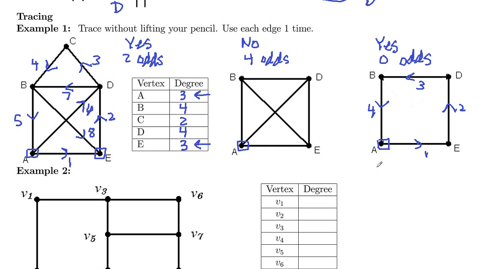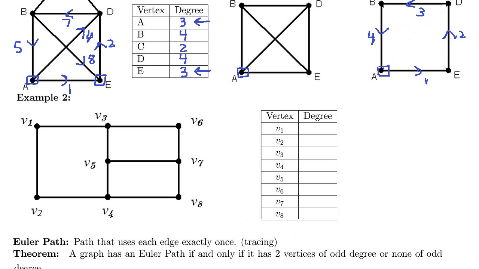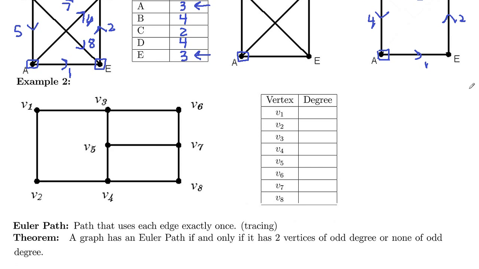So we want to try and notice a pattern here between the number of odds and whether or not we can trace. And we're seeing here that if you have too many odds, if you have 4 odds, you can't trace. If you've got few enough, so 0 or 2 odds, looks like you can trace. So we want to know, does it happen in general? And in fact, it does happen in general. Let's look at one more example, postulating that 0 or 2 odds should allow you to trace here.